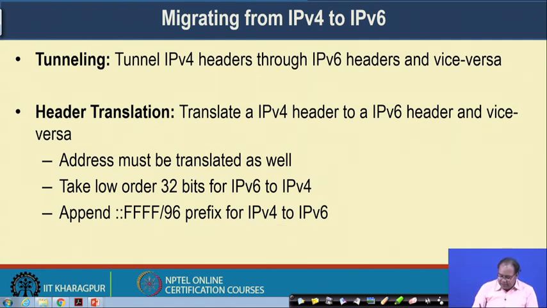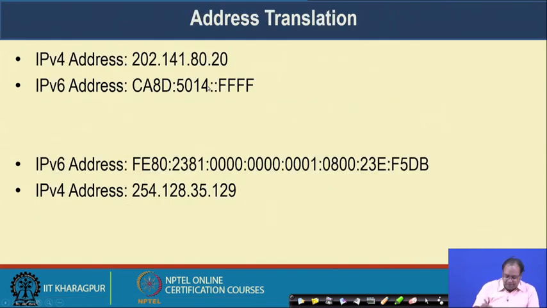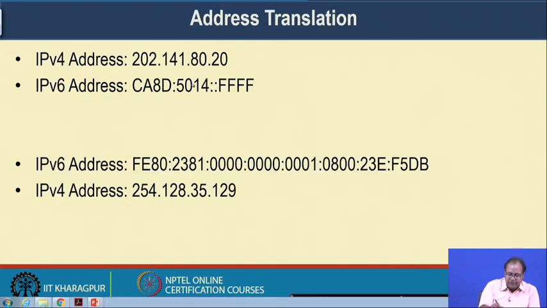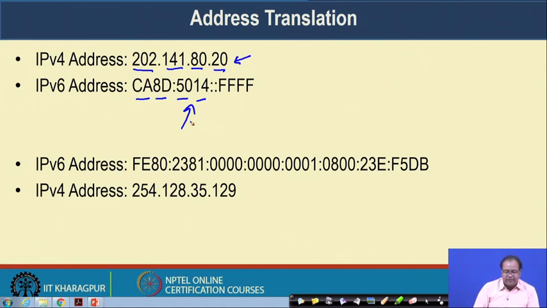So, an example is here. Say this is your IPv4 address. If this is the IPv4 address, this is your corresponding IPv6 address. So, 202 corresponds to CA, 141 corresponds to 8D, 80 corresponds to 50, 20 corresponds to 14. Note that this is in decimal notation and this is in hexadecimal notation. So, we take these 16 bits and convert them to hex format, then we take these 16 bits and convert them to hex, and then all zeros followed by the last ones.